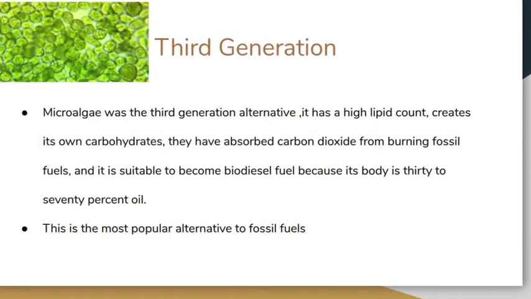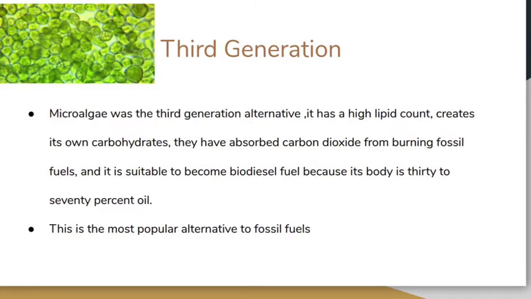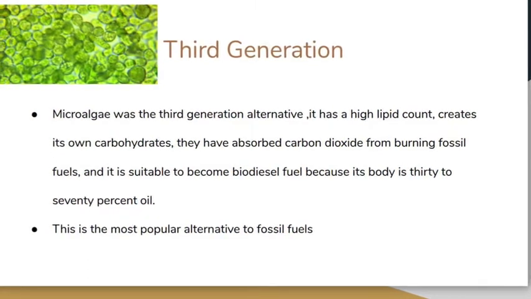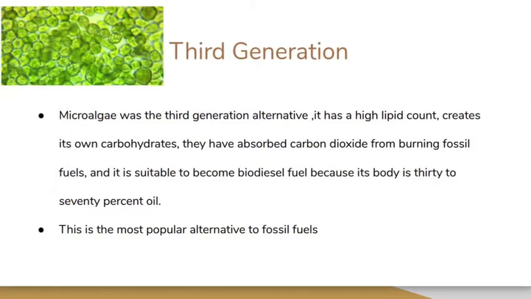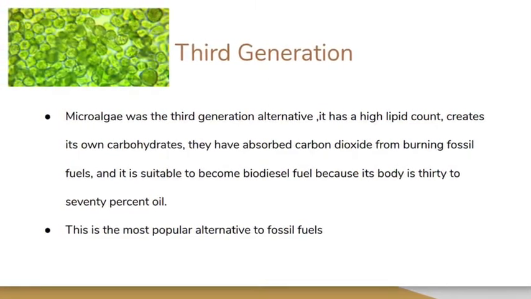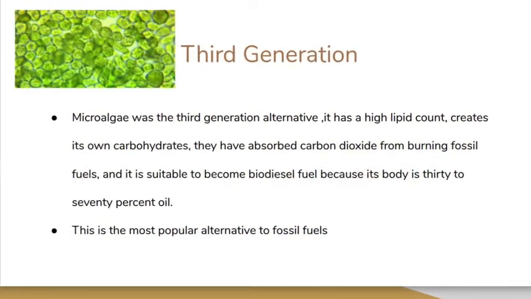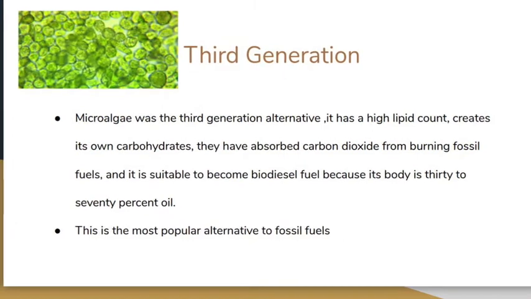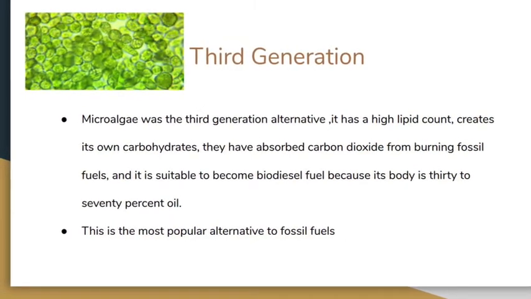Third generation. Microalgae was the third generation alternative. It has a high lipid count and creates its own carbohydrates. They have absorbed carbon dioxide from burning fossil fuels, and it is suitable to become biodiesel fuel because of its 30 to 70% oil. This is the most popular alternative to fossil fuels.